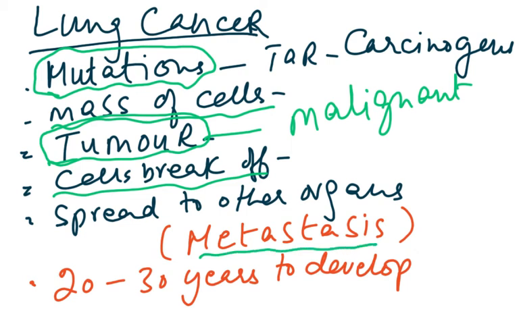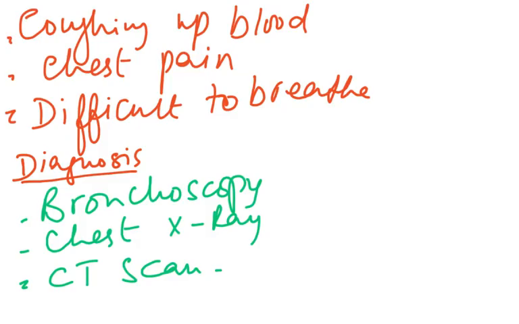Now, this lung cancer takes 20 to 30 years to develop. And most of the growth of a tumor occurs before there are any symptoms. And the most common symptom of lung cancer is coughing up blood as a result of tissue damage. People with lung cancer may also have chest pain, and find it difficult to breathe.